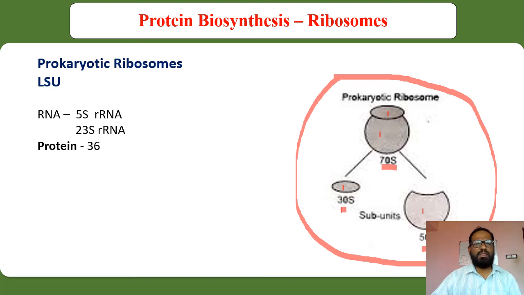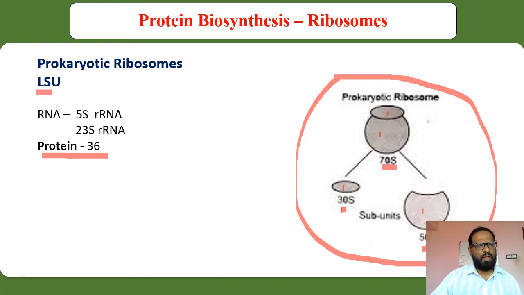The 5S RNA has about 120 nucleotide bases, and the 23S RNA has about 3,200 bases. And there are 36 different types of proteins present in the large subunit of the ribosome.